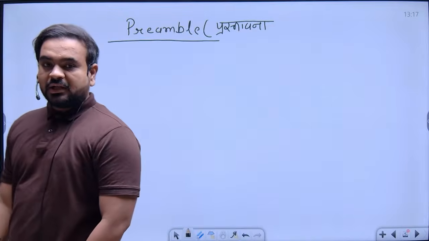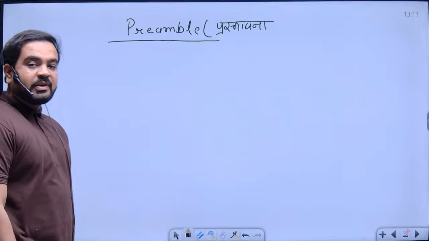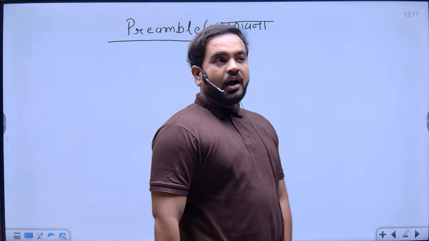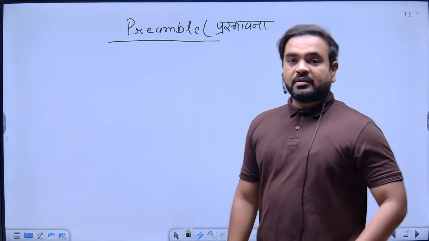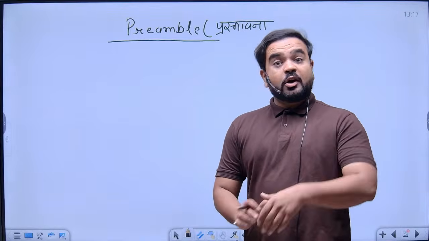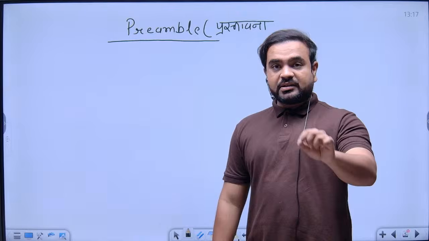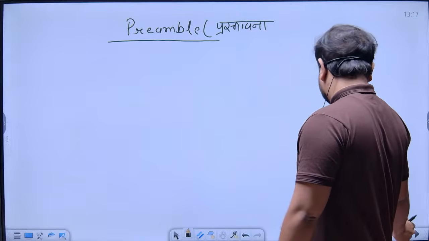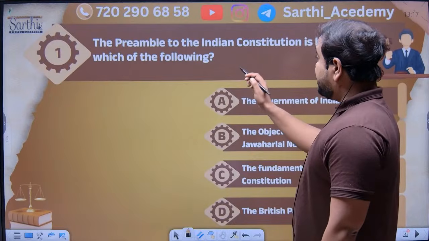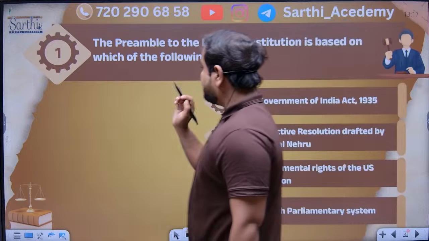It is a preamble. Okay, so in preamble, there are so many words: liberty, fraternity, secularism. There are so many words, और वो हमने डिस्कस किए हैं in our lecture. So, the preamble to the Indian Constitution is based on which of the following?